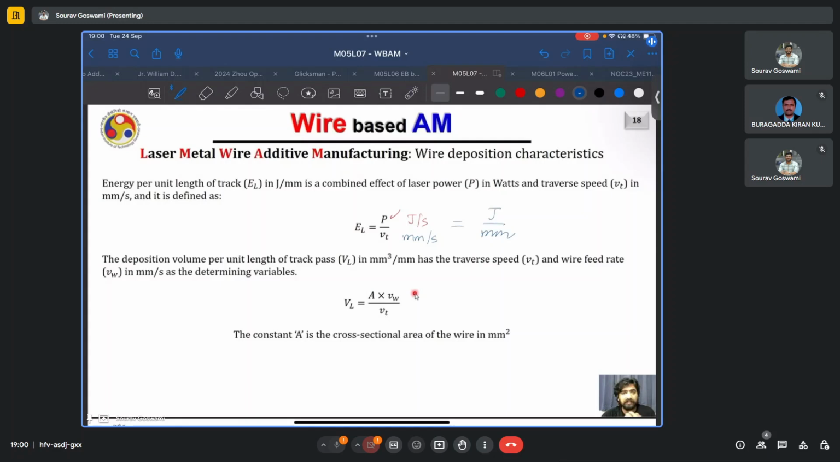The deposition volume per unit length, in millimeter cube per millimeter, has traverse speed Vt and wire feed rate Vw as determining variables. The amount of volume which is getting extruded per unit time, as you know, is the cross section area of the wire times the wire feed rate. This divided by the traverse speed of the head is the volume of wire or bead that you're depositing per unit length of the track.